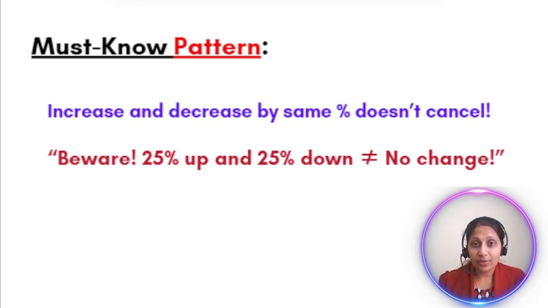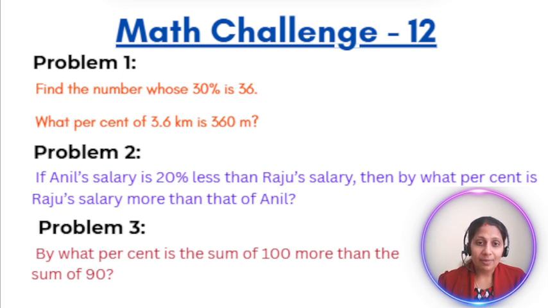I hope you're clear with the very basic understanding of percentages. And now it's time for you to do the task. So first question, find the number whose 30% is 36. What percent of 3.6 kilometer is 360 meter? Very basic, the first level. Second, if Anil's salary is 20% less than Raju's salary, then by what percent is Raju's salary more than that of Anil? The second category.